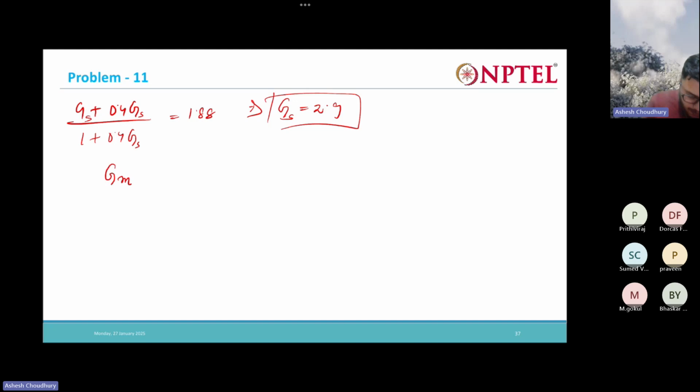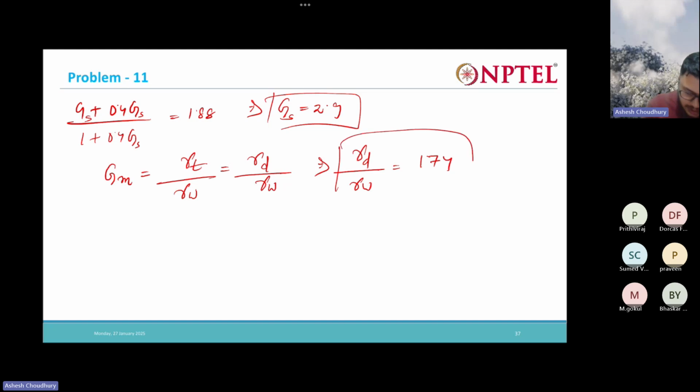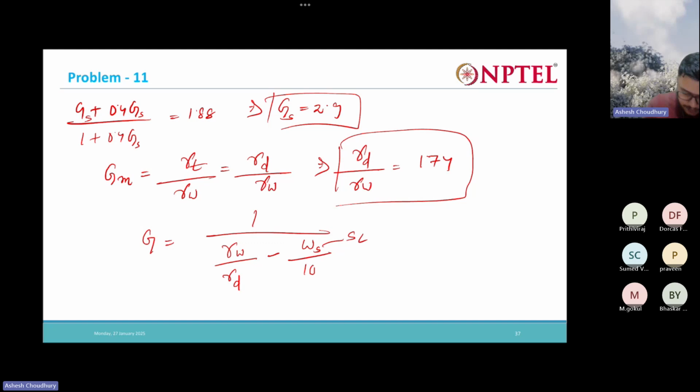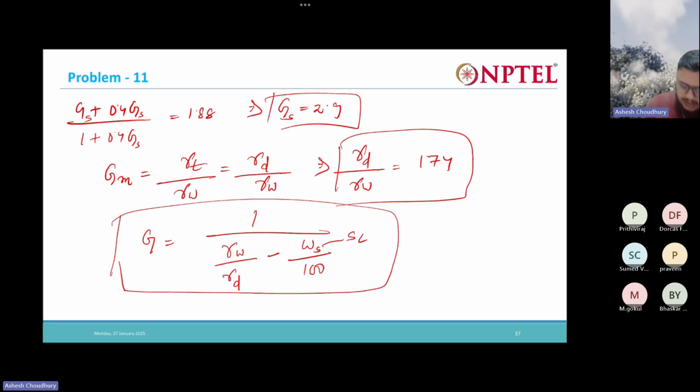Now G_m is gamma_t by gamma_w, which is nothing but gamma_d by gamma_w. I get gamma_d by gamma_w is equal to 1.74. So this I get as one more relation. This is one relation for relating shrinkage limit to your G and everything. You can remember this. Okay, w_s is nothing but the shrinkage limit.